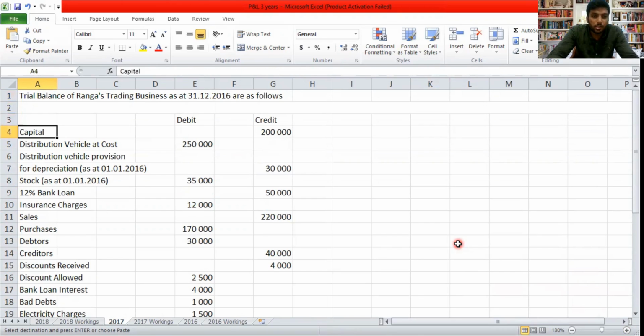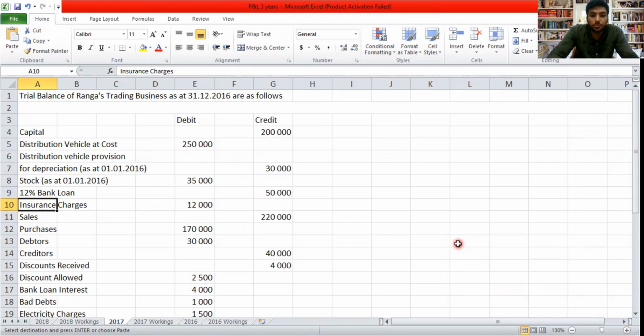So we move on to capital. Capital is 200,000 credit. Distribution vehicle at cost is debit 250,000. Distribution vehicle provision for depreciation. Provision for depreciation is also known as accumulated depreciation. I explained that in the last sum. Stock as at 1st 2016 is opening stock, 12% bank loan.